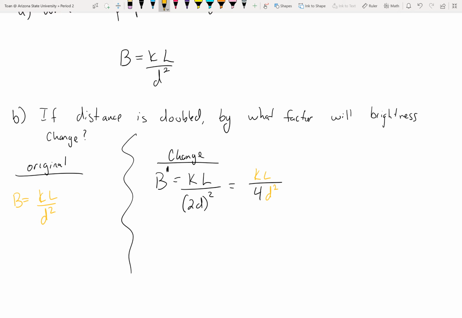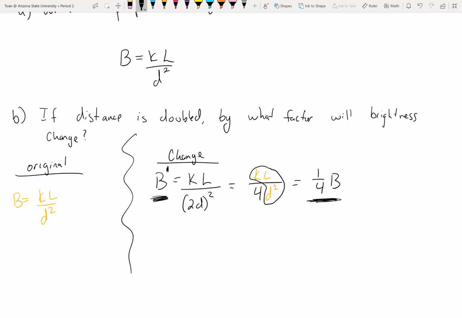Guys okay with that? Well, according to the original, what does KL over D squared equal? The original B. So all this here equals the original B. So now we can answer the question. Here's the new brightness. How did doubling the distance affect the apparent brightness? How does the new brightness compare to the old brightness? It is one-fourth the original, right? So that's the answer to the question.